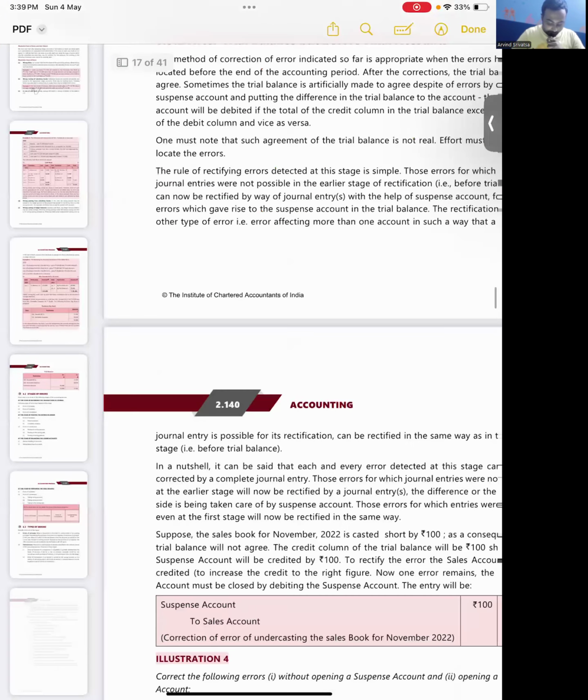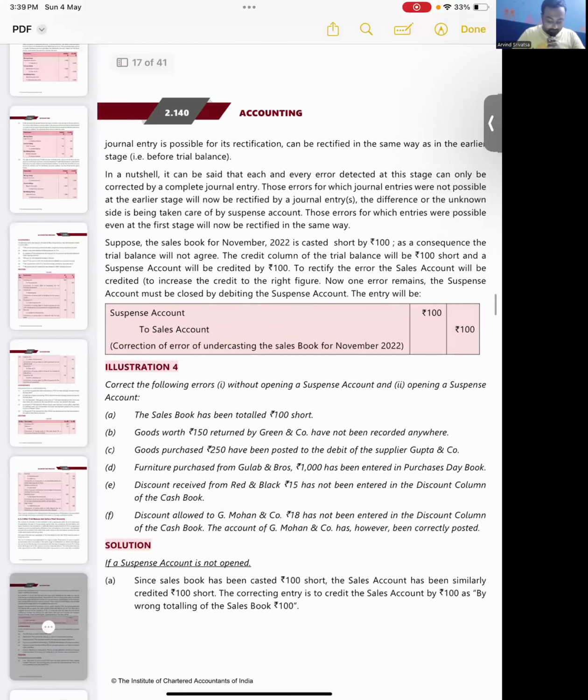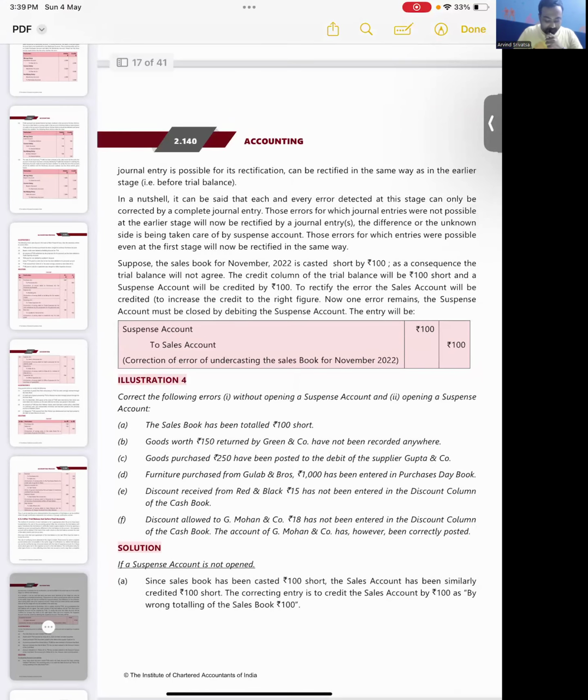Next one. Illustration 4, sir. Illustration 4 also is a good illustration. Here, I think you will be using the suspense account, guys. In illustration 1, we ourselves used the suspense account to pass the entries, even though they had not used it. But in illustration 4, they themselves have given the entries on the basis of the suspense account, because they have told us to correct without using the suspense account.